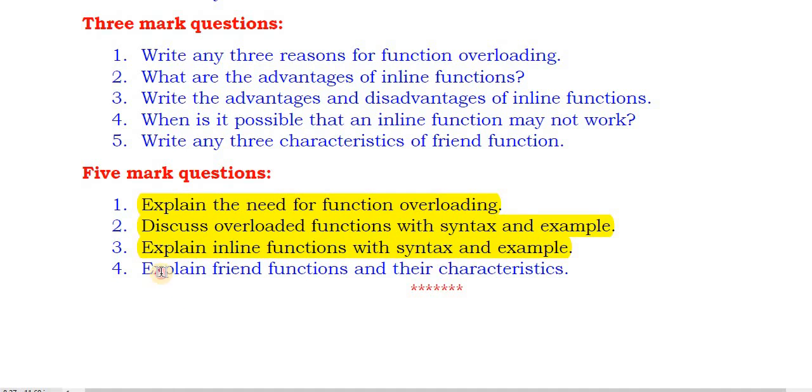Then explain friend function. You have to write the definition of friend function and its characteristics. Characteristics means a friend function is always declared inside a class using the friend keyword, a friend function is always defined outside the class body without the friend keyword, and a friend function can use all the private and public members of the class, like this.